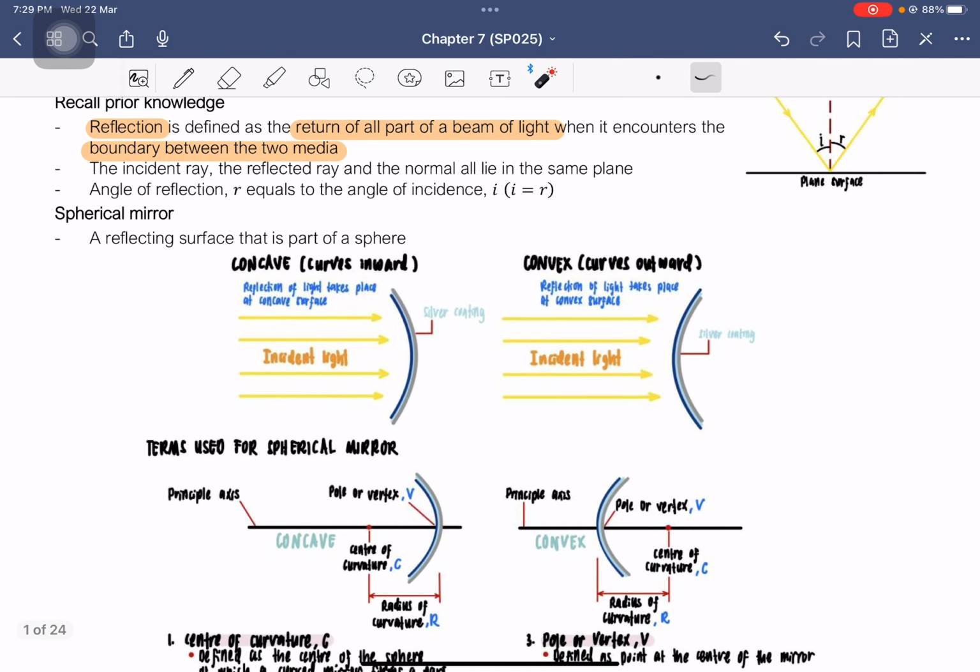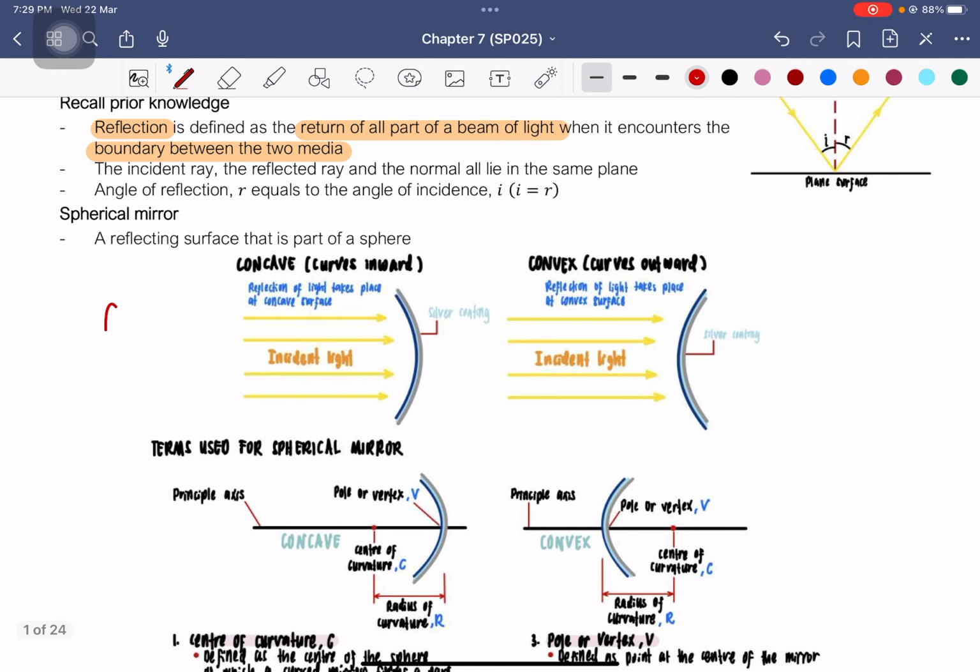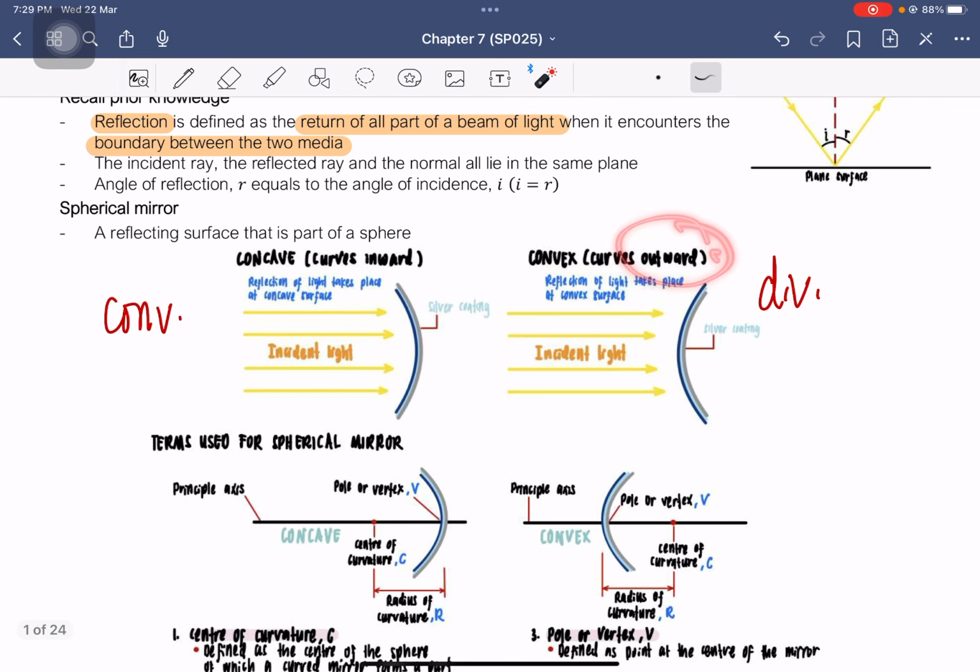Okay, so for spherical mirrors, there are 2 types. One is concave and the other is convex. Concave is sometimes also called a converging mirror, whereas this one is a diverging mirror. The concave mirror curves inward, so make sure you know how to identify which mirror is which, and convex is the one that curves outward.